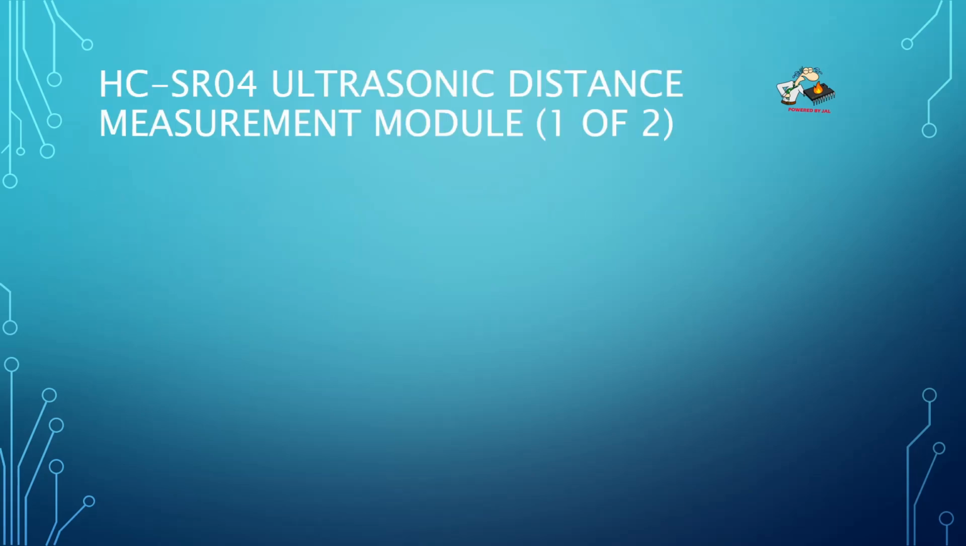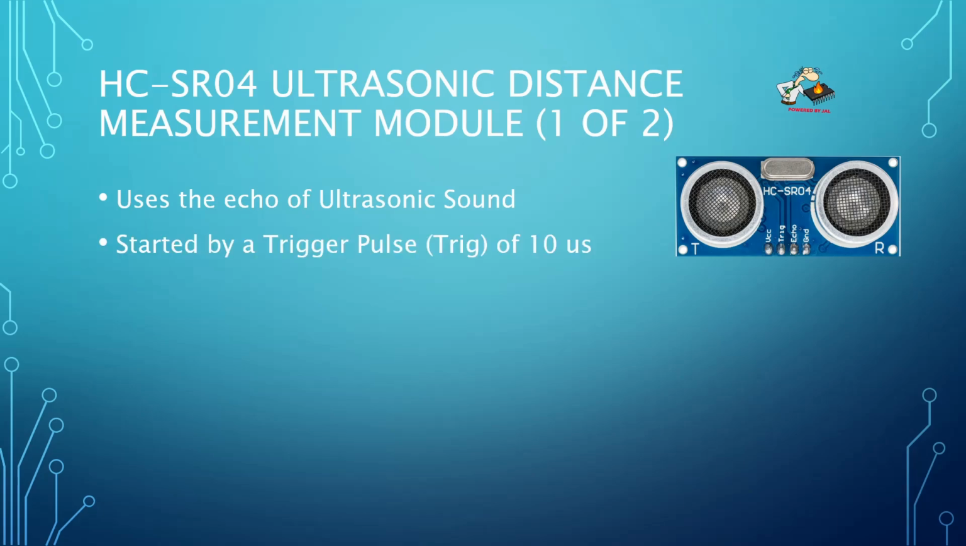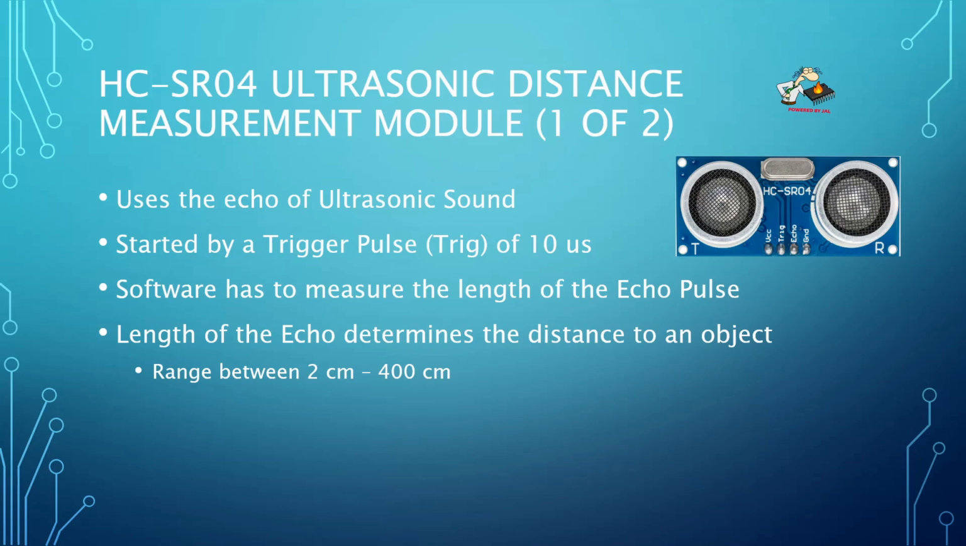So something about this ultrasonic distance measurement module. It looks like this, and it uses ultrasonic sound to measure the distance. For that you can start it by activating a trigger pulse of at least 10 microseconds, and then the software has to measure the echo signal that is returned by this module. And the length of the echo signal determines the distance. The range of the module is between 2 cm and 400 cm, which is quite large.